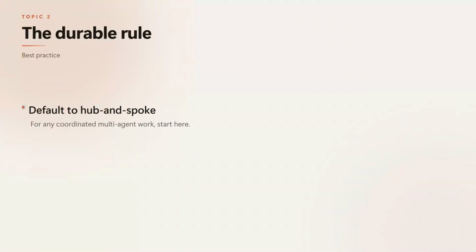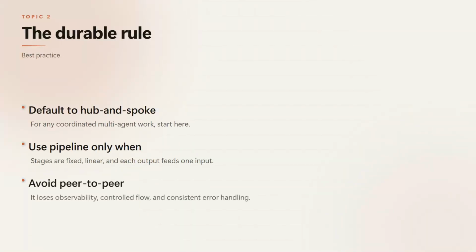The durable rule is this: for any system where multiple agents must coordinate, start with hub-and-spoke. The coordinator gives you a single place to observe, debug, and enforce routing and error handling. Use a pipeline only when the stages are genuinely fixed and linear. Extract, enrich, validate, and adding a coordinator would be ceremony, not value. Avoid peer-to-peer for coordinated work, not because it is always wrong, but because it loses the observability, controlled information flow, and consistent error handling that a coordinator provides.